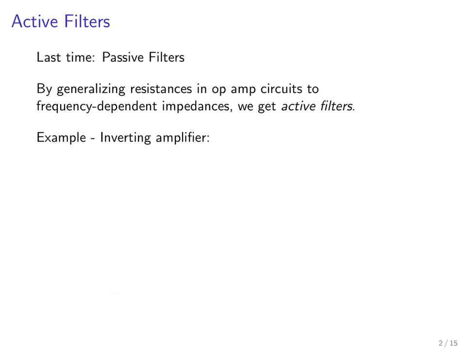Okay, so last time we talked about passive filters. These are circuits that are frequency dependent and will pass certain frequency components and stop others based on a configuration of resistors and capacitors only. So we talked about low-pass filters and high-pass filters that are passive. Now what we're going to do is generalize the resistances in op-amp circuits to frequency-dependent impedances. And what that's going to do is give us active filters, and we'll see that these give us some additional degrees of freedom compared to passive filters, in that we can add gain to our filters now.